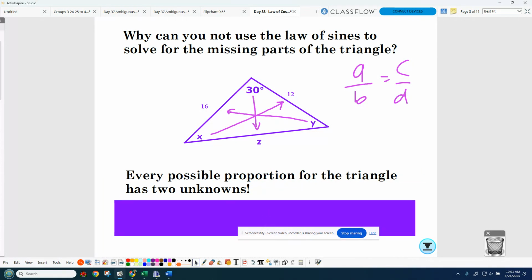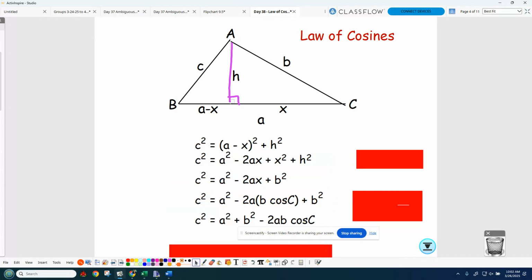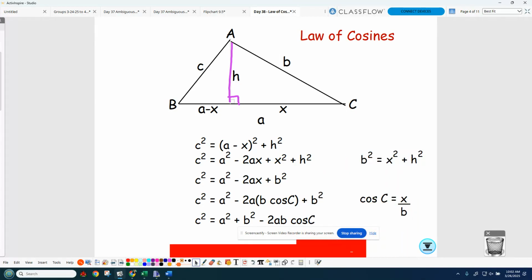a new thing. Don't write any of this down, just look up. Here's the proof for law of cosines. Things are movable. I have this triangle, I'm gonna do Pythagorean theorem. I have that triangle, I'm gonna do Pythagorean theorem. Gross. And this one was much harder because it has that a minus x. But in the end, I get this equation. Yuck.